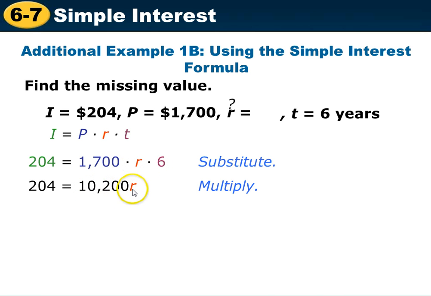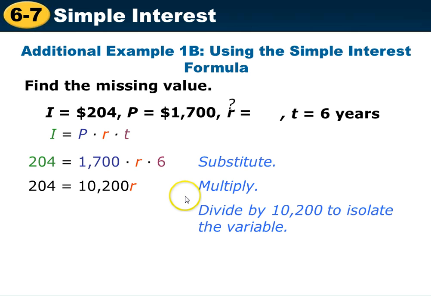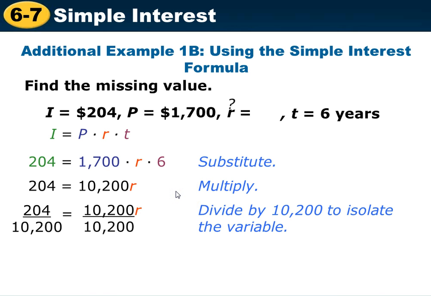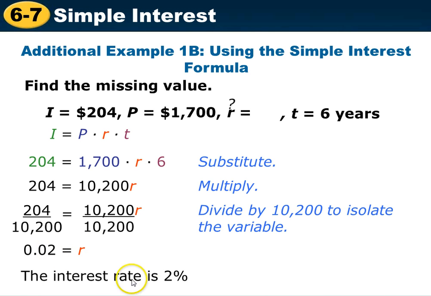10,200. Then we multiply that by the rate. Now again, this turns into an equation. To solve for R, we divide by 10,200 on both sides. Okay. And the interest rate will be 0.02, but we need to express the interest as a percent, so we multiply this 0.02 by 100 and we will get 2%. Do not forget to multiply your rate after you solve it by 100 to get 2%.